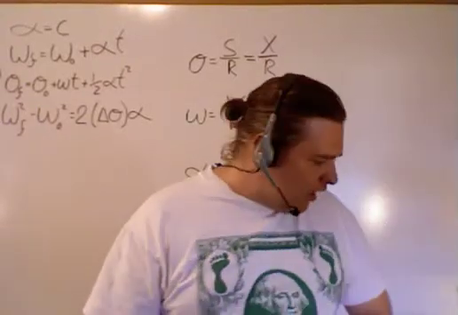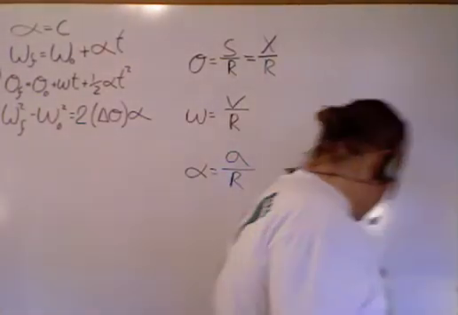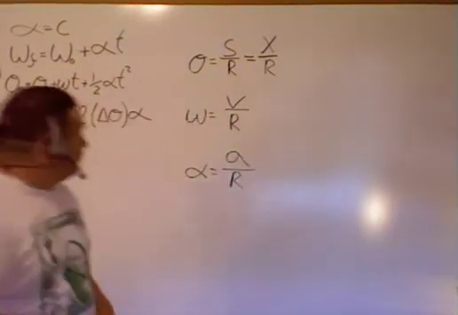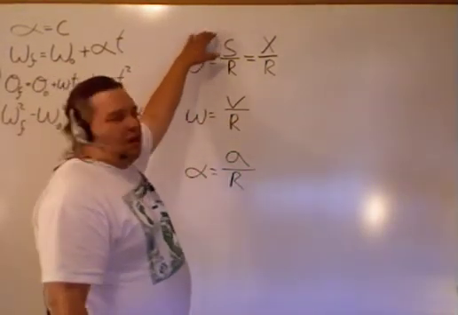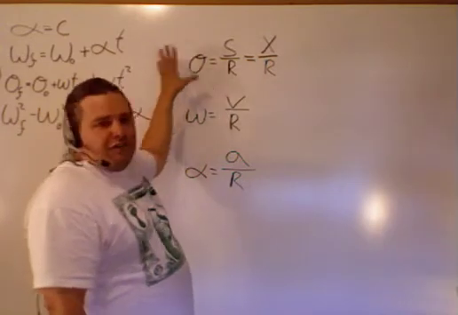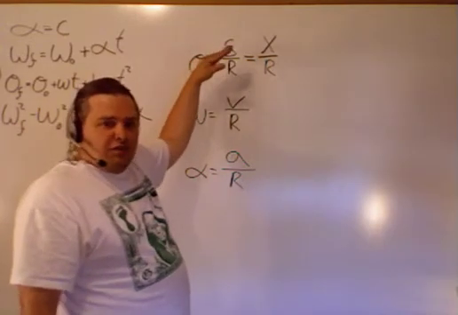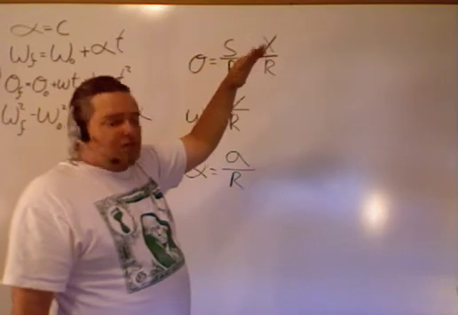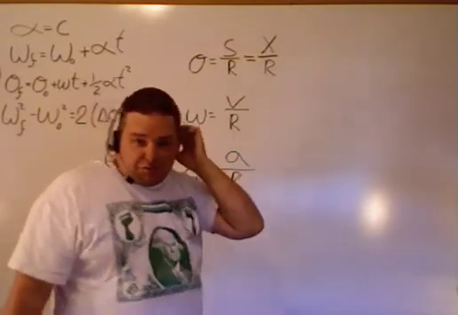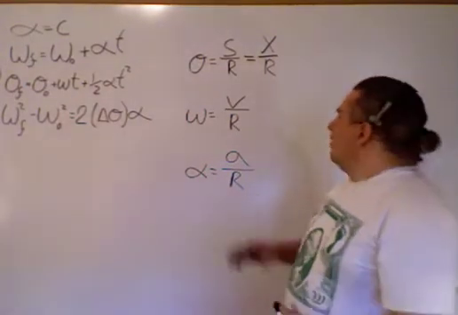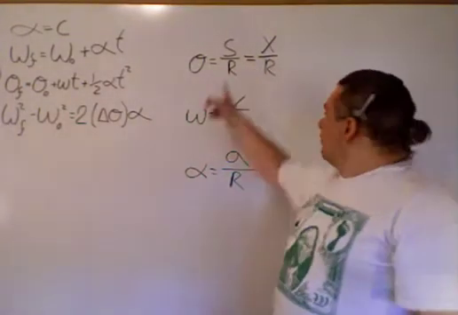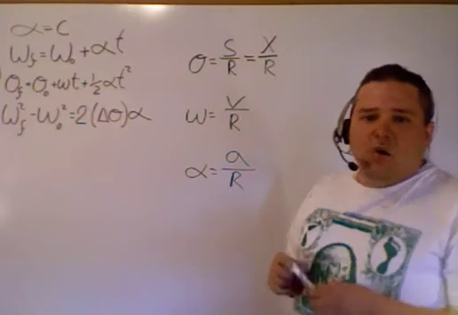Alright, so the last three equations I've already gotten written up on the board. The first one we've already seen. It's the definition of theta, S over R. We can say for very, very small angles, small angle approximation type of thing, that's equal to position divided by radius. There's really nothing wrong with saying that. If we use calculus, this idea holds true.